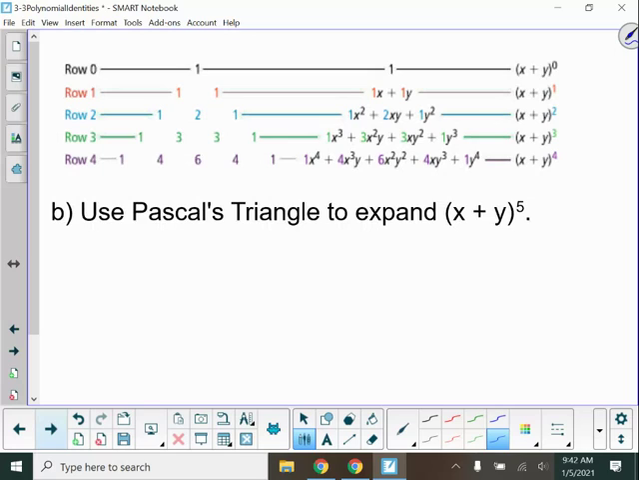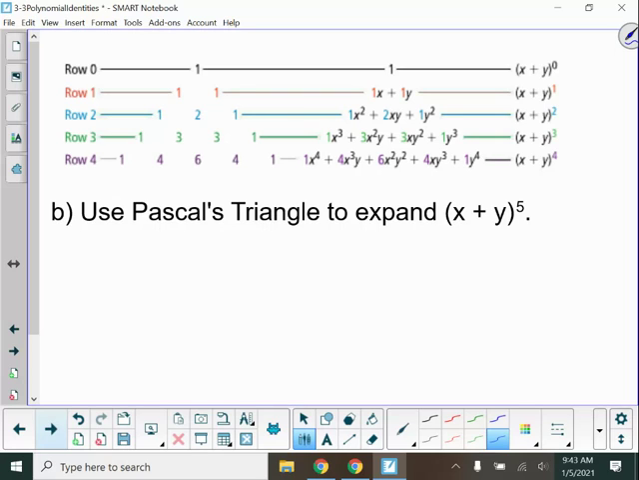So here's Pascal's triangle. You can see row 0, that's our 1. X plus y to the 0 power, row 1 is 1 and 1. You can see how that corresponds. That's x plus y to the first, then x plus y to the second, x plus y to the third, x plus y to the fourth. And then part B is going to ask us to expand x plus y to the 5th power.